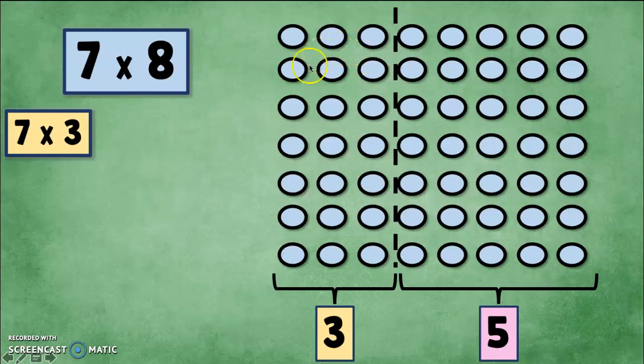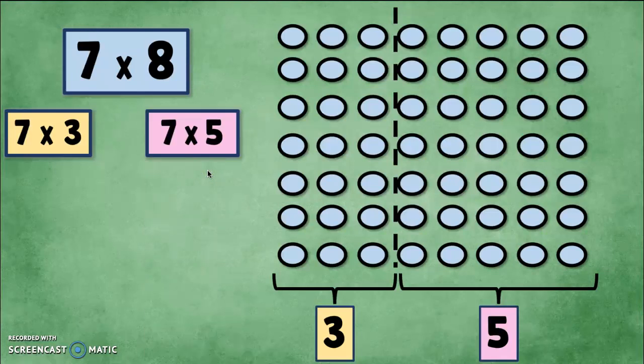Okay, we made a number sentence for this chunk, or this part, and we need to make a number sentence for this part. What would that be? Can you write it over here, friends? Good. It's still going to be 7 times something. What's going to be? Good. Did you write 7 times 5? Excellent, because that's going to be this mini array that we made when we broke it up.